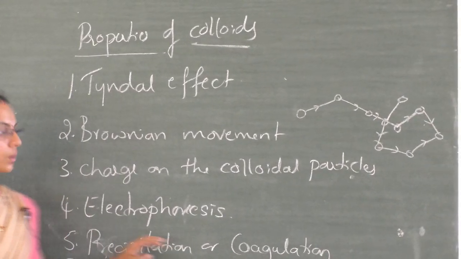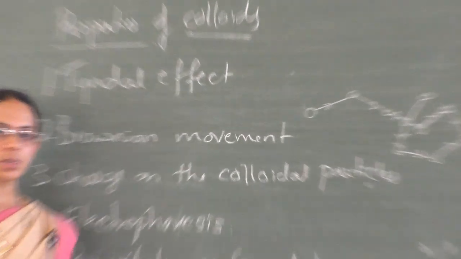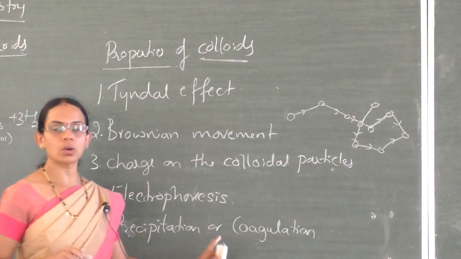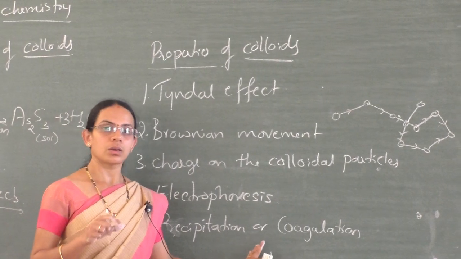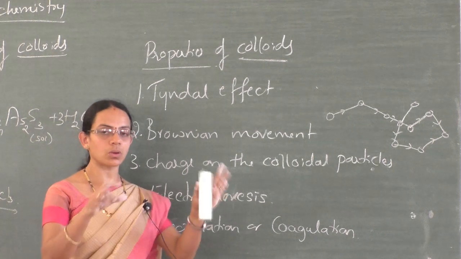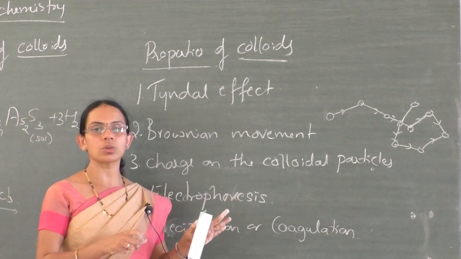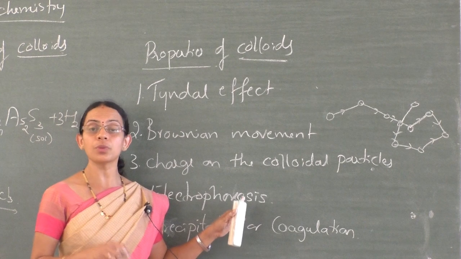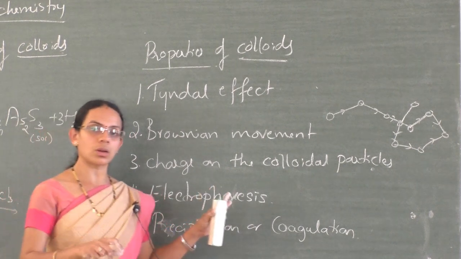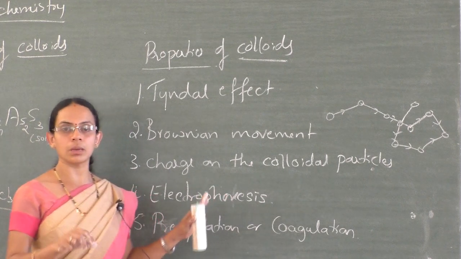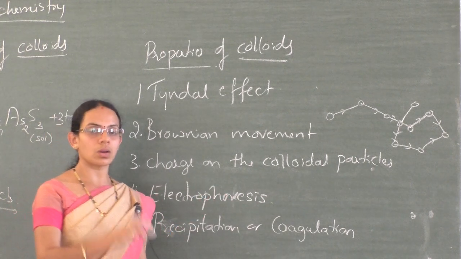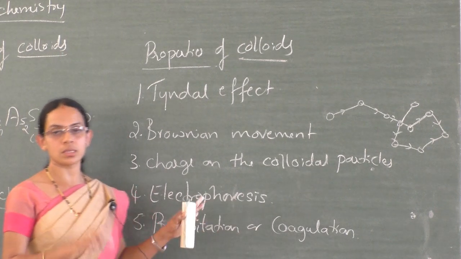Next, the last property of colloidal particles is precipitation or coagulation. Precipitation or coagulation means the stability of lyophobic colloids is because of the charge present on the colloidal particles. If you remove the charge, the different colloidal particles come closer to each other and they settle down in the form of precipitate. Because of the charge, the colloidal particles are spread all over the dispersion medium. If you remove that charge, the colloidal particles come close to each other and they settle, right?